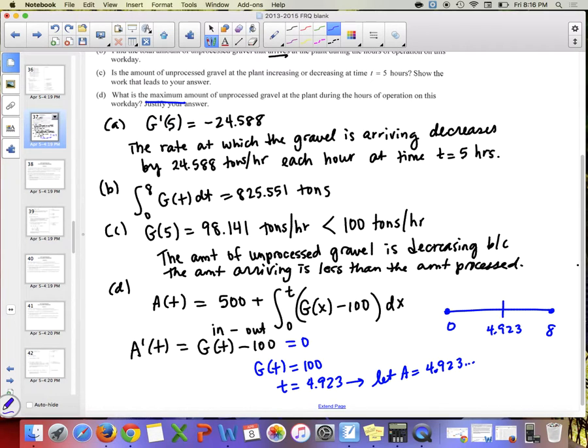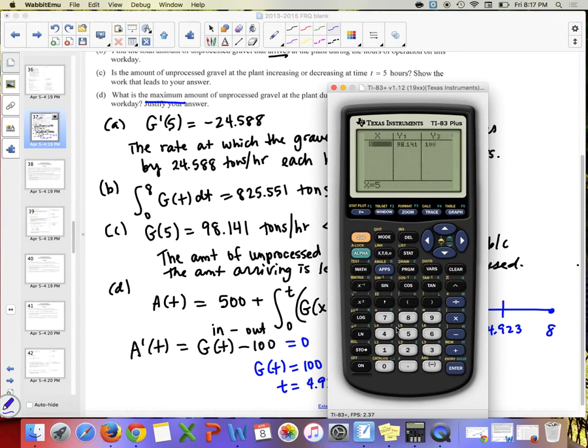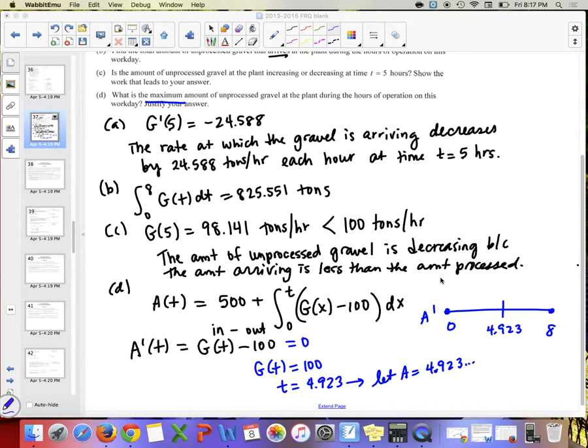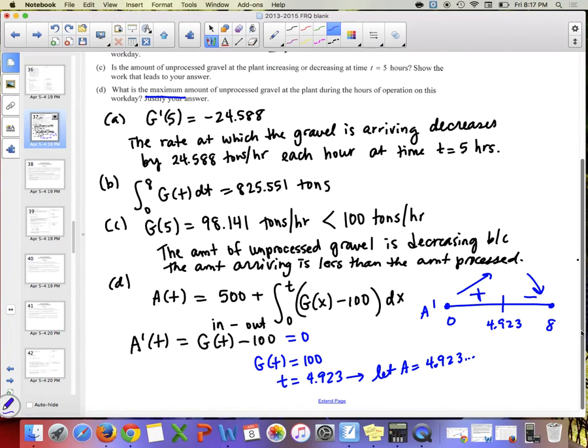Okay, so we can test a prime. And if we try like 1, we have g of 1. I don't know what g of 1 is, but you can go to your calculator and do second table 1. And then minus 100, so we still get a positive number. But then if I try something bigger than my a value, I get something less, right? Which we already talked about 5. So this one's positive still, and this one's negative, meaning we go up and then we go down. Okay, so that means that our maximum amount of unprocessed gravel occurs at 4.923.